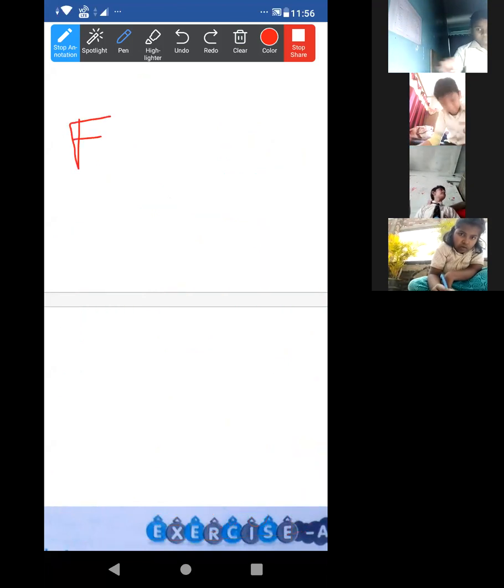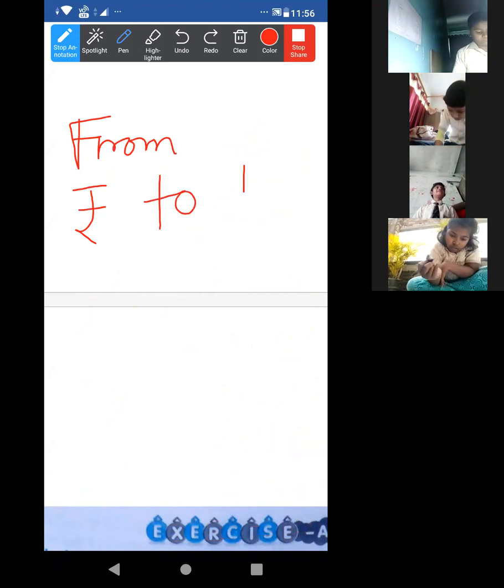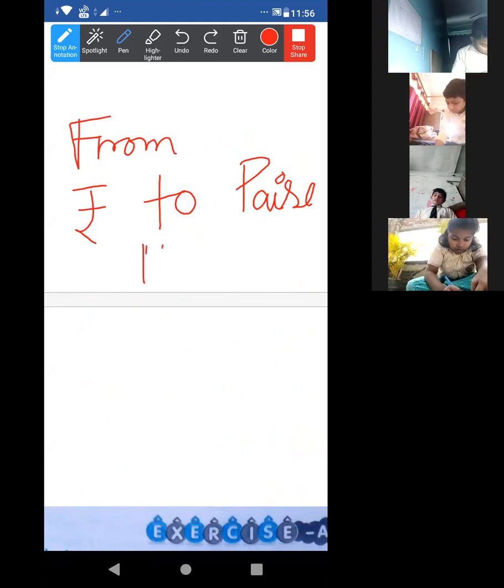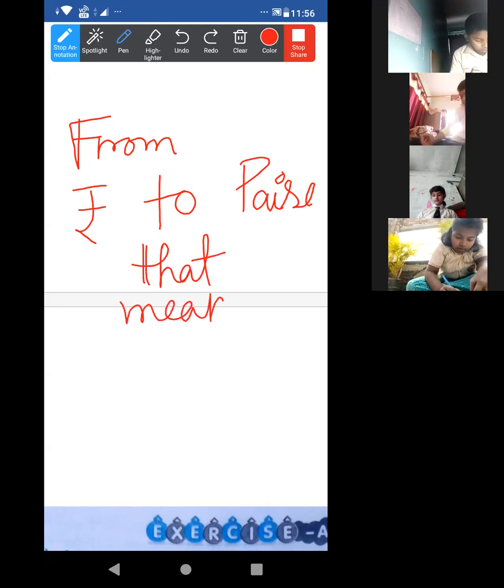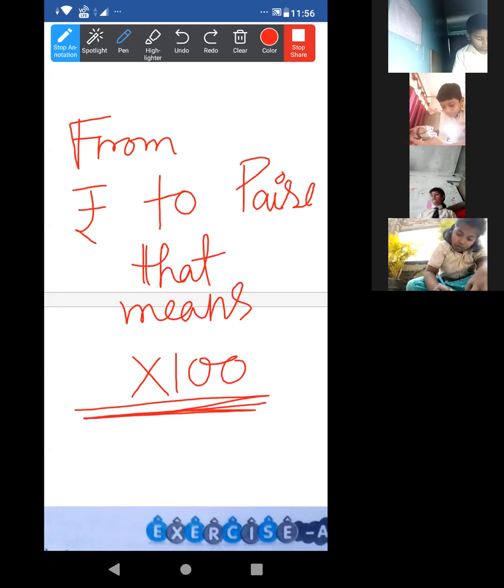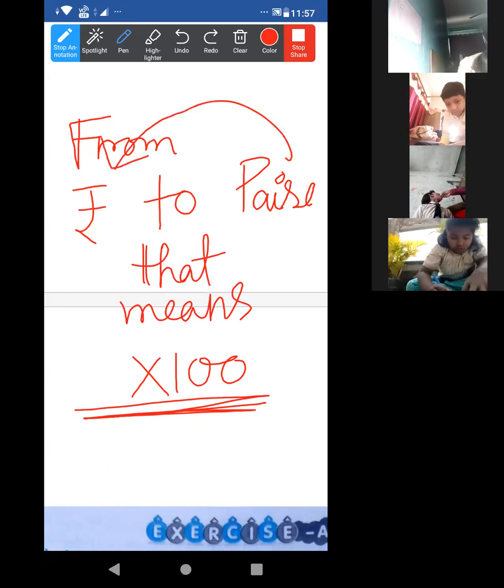From rupee to paise, that means into 100, multiply by 100. Okay, this one clear? But when from paise to rupees, then we'll have to divide.